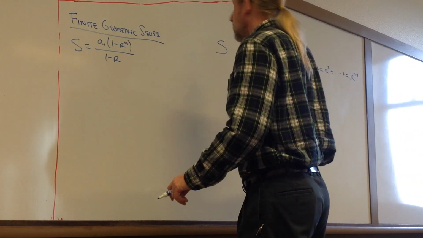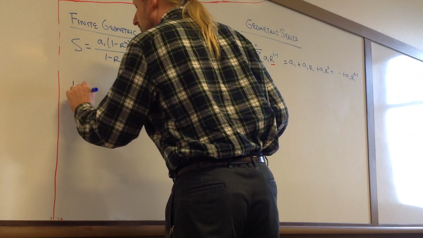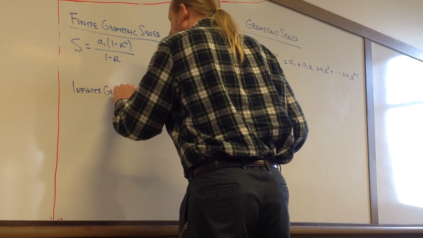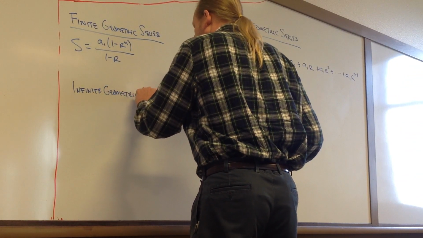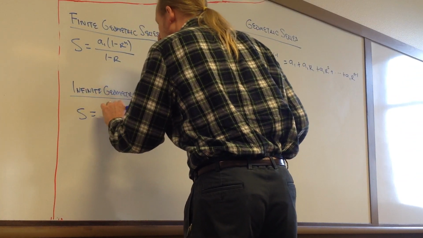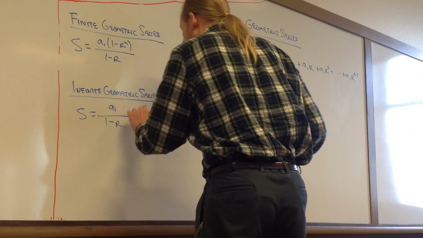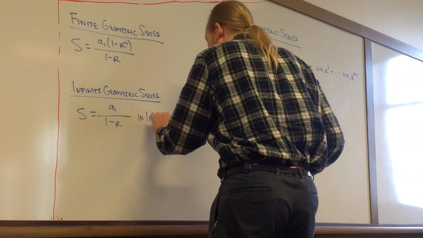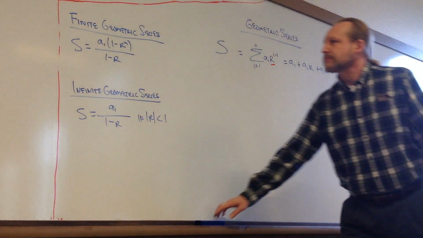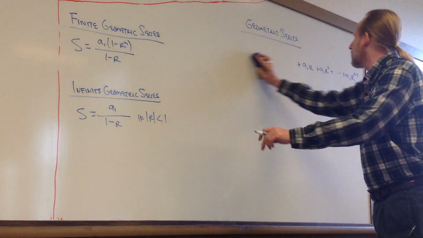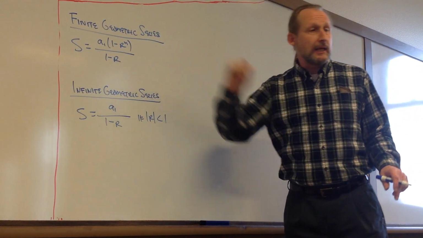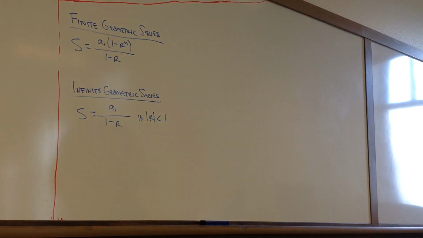So let's write this down. Infinite geometric series. The sum will be a1 over 1 minus r if the absolute value of r is less than 1. Okay. So those are sort of the preliminary ideas here for the finite and infinite geometric series.